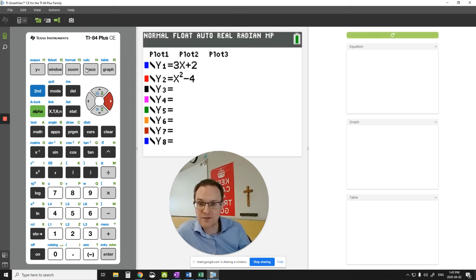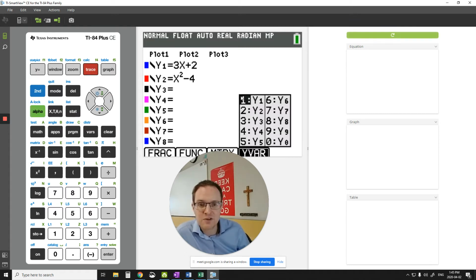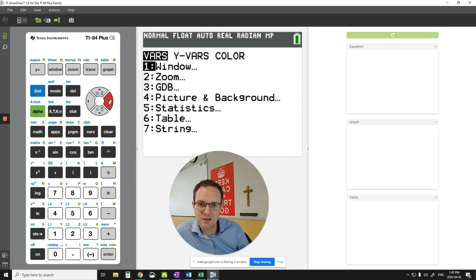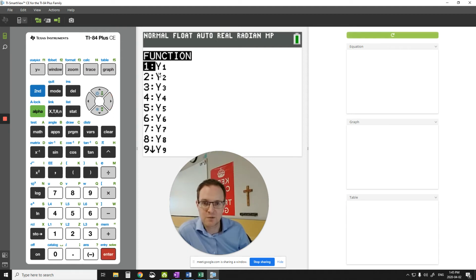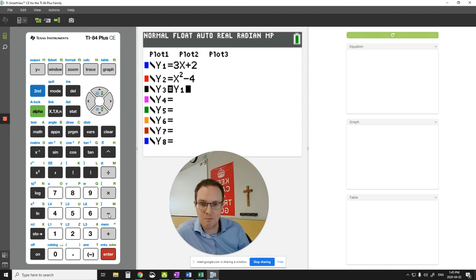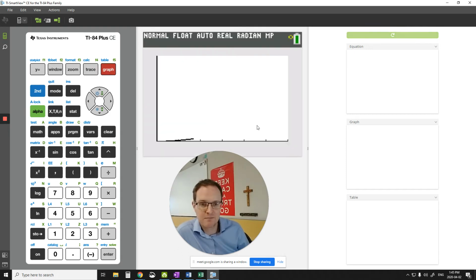So f of x is the first one here. So what I'm going to do is go alpha, and I think it's alpha trace, yeah. If you have one of these new calculators, alpha trace, and you can load these up. If they're not there, you can hit vars over here, go over to y vars, hit function, and there's y1, y2 here. So I'm going to take y1, because that's f of x, and add y2. So that's the graph I want to see.